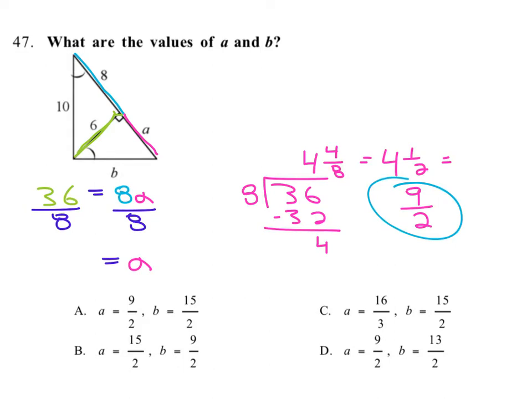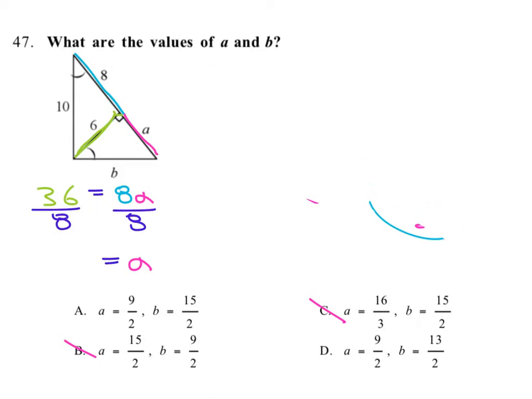And so any problem that doesn't have that for A, we're going to cross it out. We're going to cross out C, cross out B. A and D both have A is equal to 9/2. Great. So let me get rid of the work. Just put 9/2 over there.